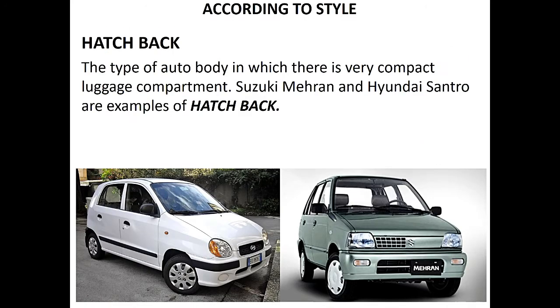According to style of the autobody, the various styles are the hatchback vehicles. The type of autobody in which there is a very compact luggage compartment. Suzuki Mehran, Hyundai Santro, and many others are examples of hatchback vehicles. Here in this type of vehicle, the luggage compartment is quite small as compared to other autobodies.